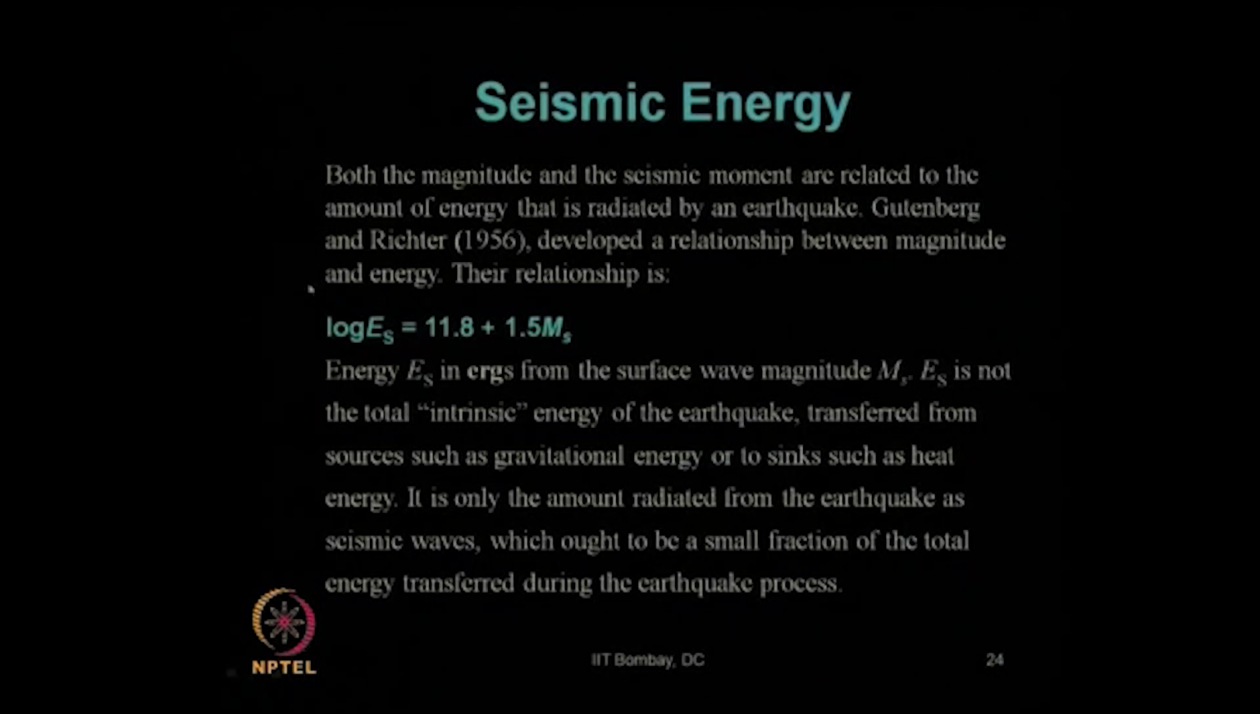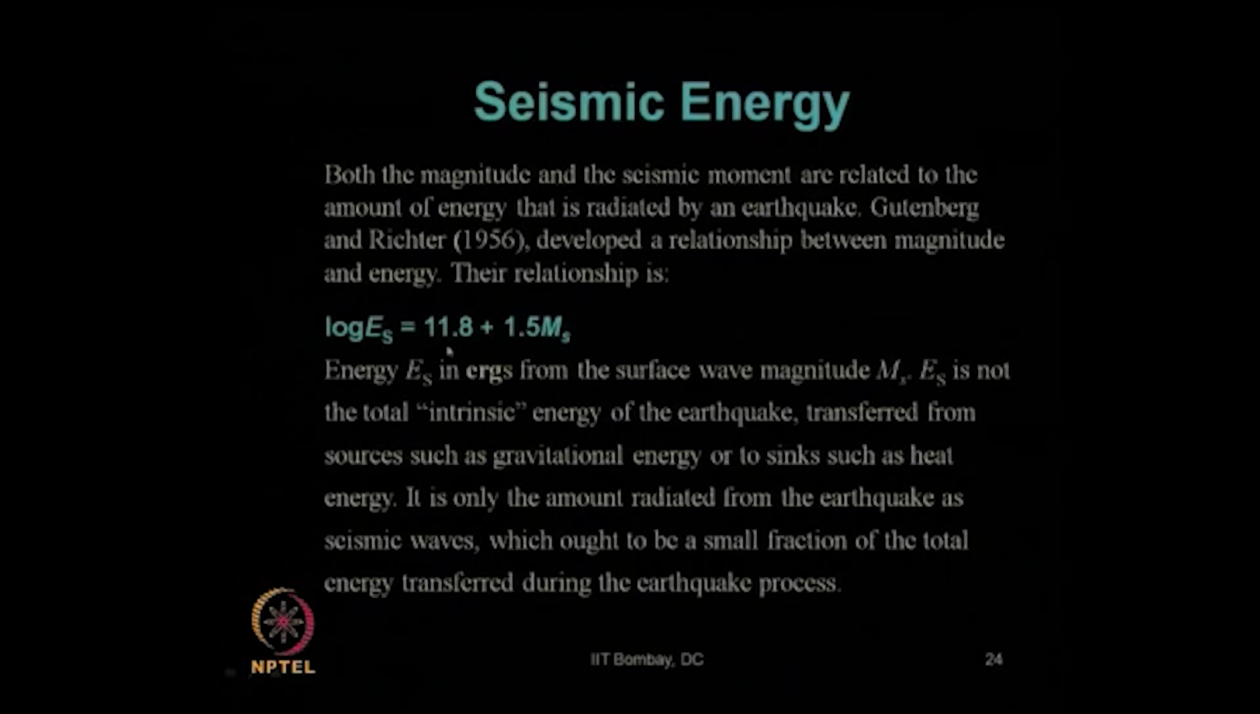Coming to seismic energy, how much energy is getting released during that earthquake, that also we should estimate. So, both the magnitude and the seismic moment are related to the amount of energy which is radiated during an earthquake. And Gutenberg and Richter in 1956 developed a relationship between the magnitude and the energy. Their relationship was given by log Es equals 11.8 plus 1.5 Ms. Ms is the surface wave magnitude and Es is the amount of energy released in the unit of erg.